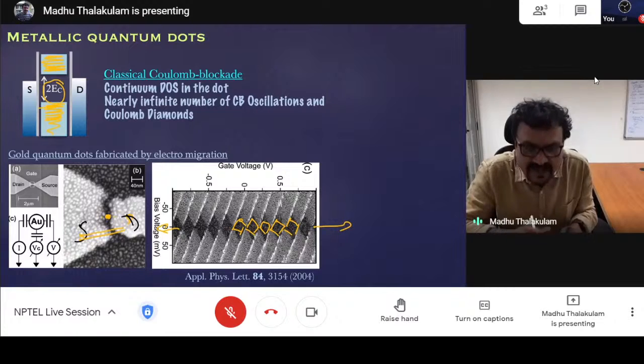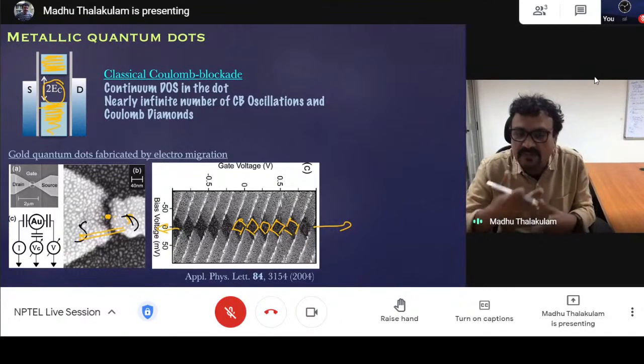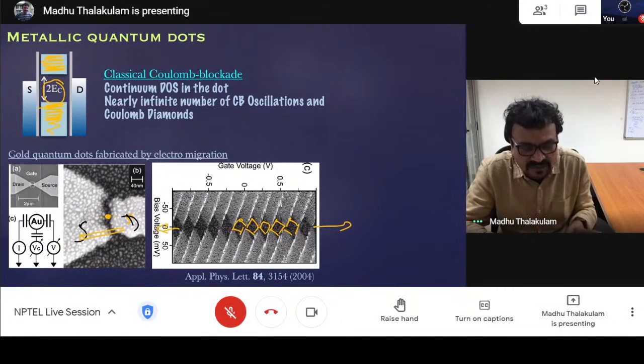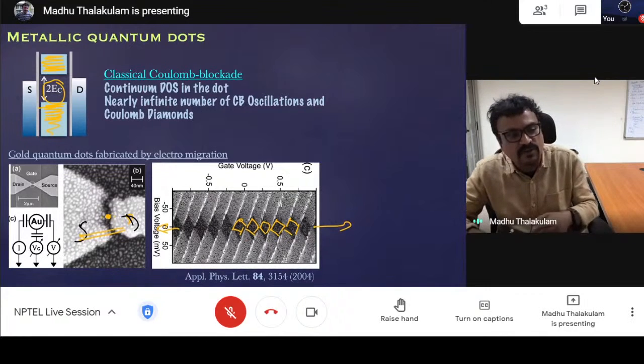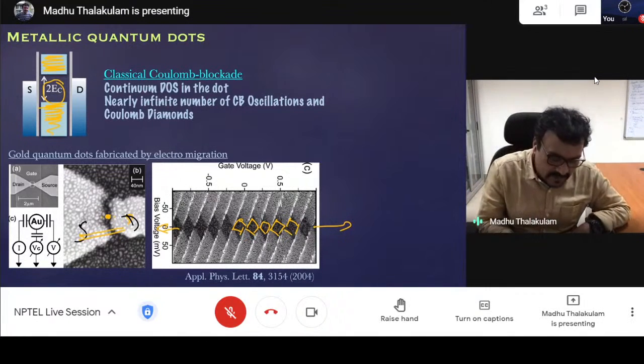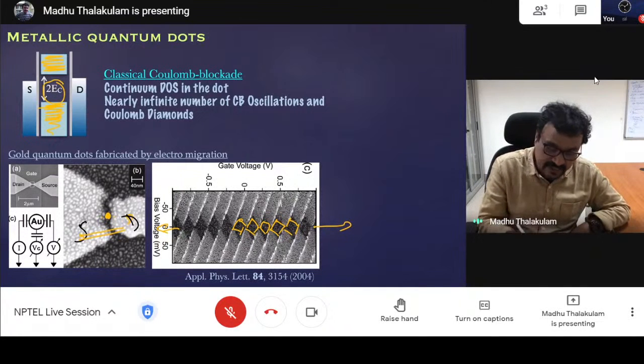As far as a real device for quantum information processing is concerned, this is not a choice. This is only to demonstrate this phenomenon. And it's one of the earlier papers. So you have a small quantum dot, a grain of conducting region, which is trapped between the source and drain. That is made by electron migration.